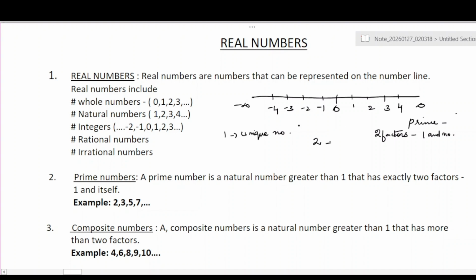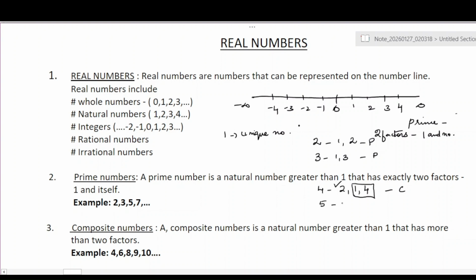Okay, so now for 2, if you see, the factors are 1 and 2. So there are only two factors, 1 and 2, so this is a prime number. So next number 3. The factors of 3 are 1 and 3. So we have 1 and the number itself, so it is prime. So next number we can see 4. What are the factors of 4? 1, 2 and 4. Numbers 1 and 4 are factors. Apart from that, you have another factor 2. So you have more than 2 factors, so it is a composite number.